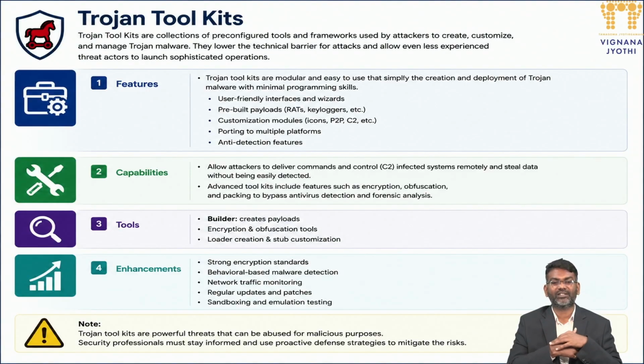Here you can see, first of all, we have to check what the different features will be. The Trojan toolkits have a modular and easy-to-use application for the creation and deployment of the required malware into the target systems. Next, it has different tools and services to provide different capabilities. The capabilities can include C2, that is command and control. The attacker may be sitting at a remote location, and from there he will be controlling the entire system resources. That implies he may compromise the data, he may steal the data, he may encrypt the data, any sort of operation can be done.